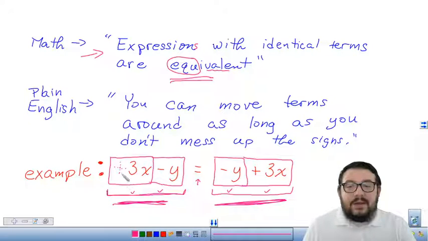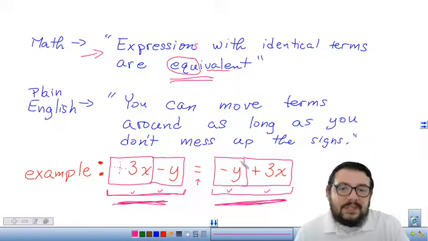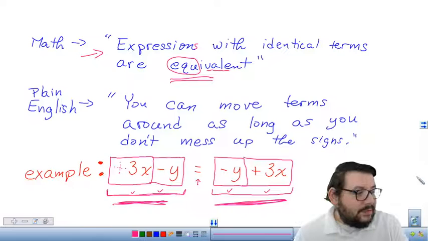So right here, I see my same two terms. Positive 3x was in the front, but now positive 3x is in the back. Negative y was in the back, but now negative y is in the front. Okay, so let's try to mess with this superpower and see what we can do.